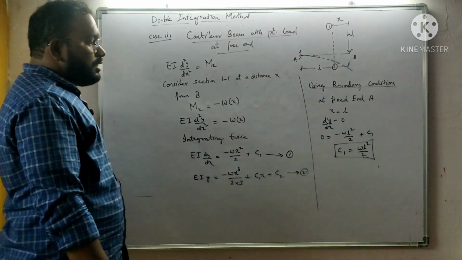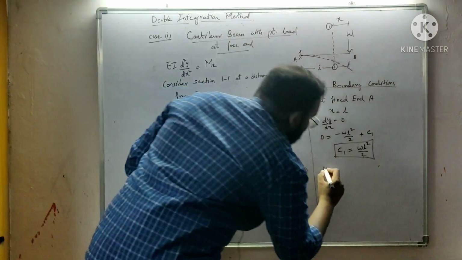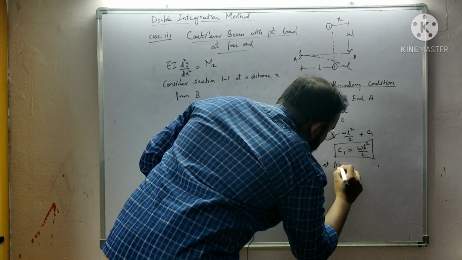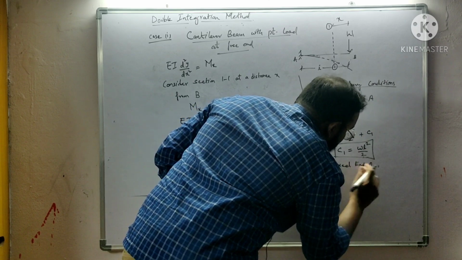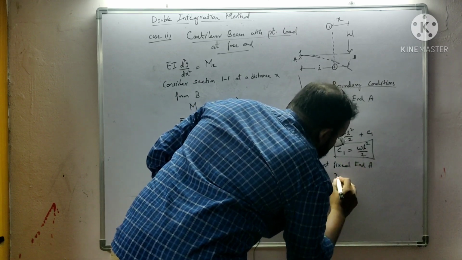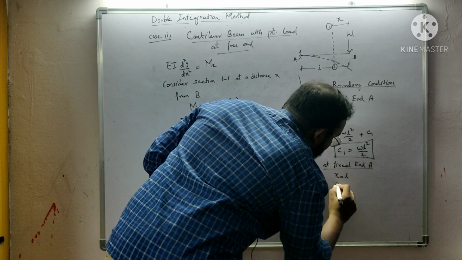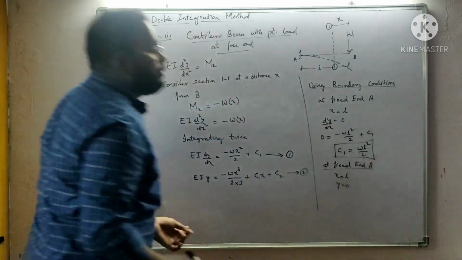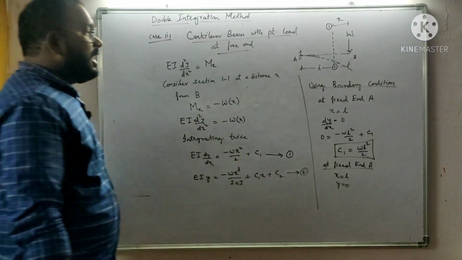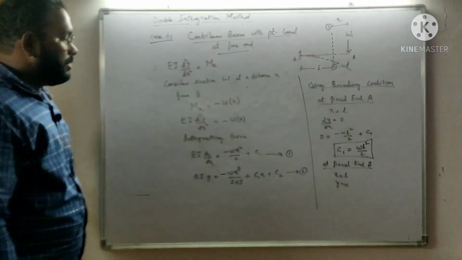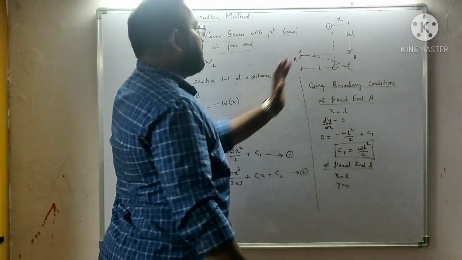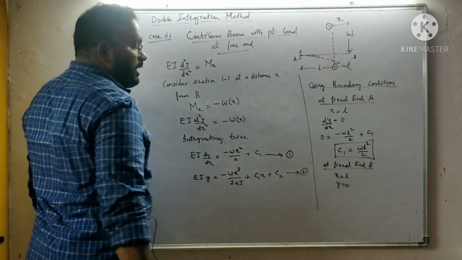Similarly, you need to apply the second boundary condition at fixed end A again. At fixed end A, again you have x is equal to L, y is 0. Deflection is also 0 at the fixed end. So both these cases are at the fixed end. x is equal to L, y is 0.